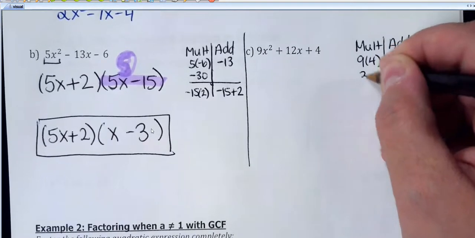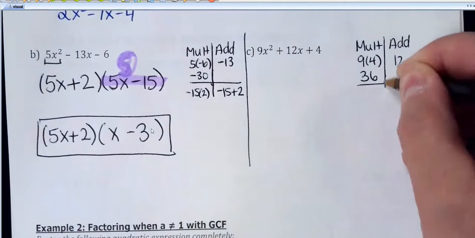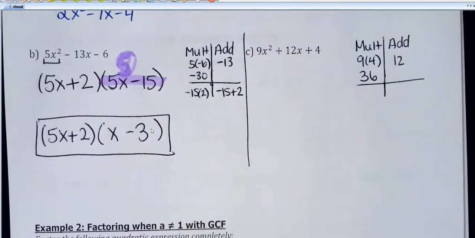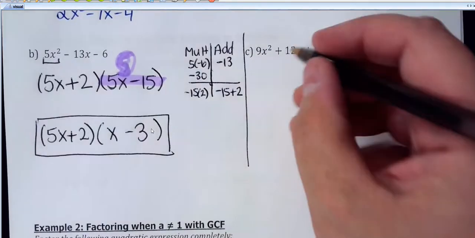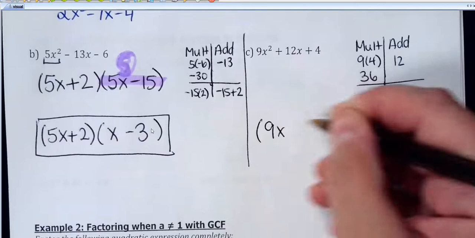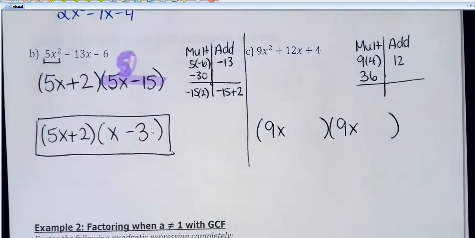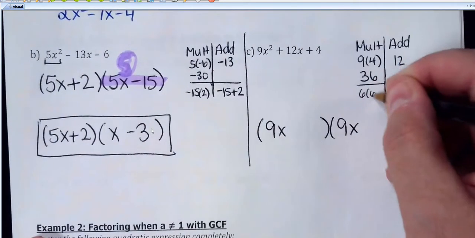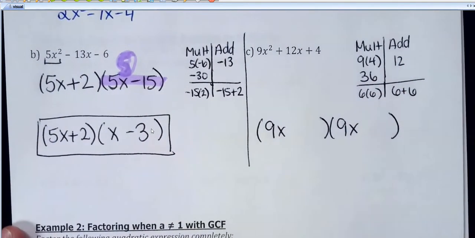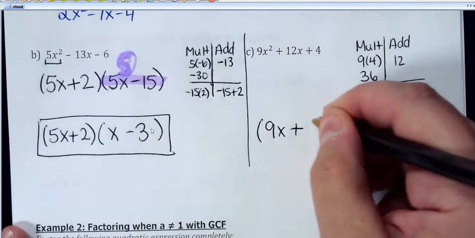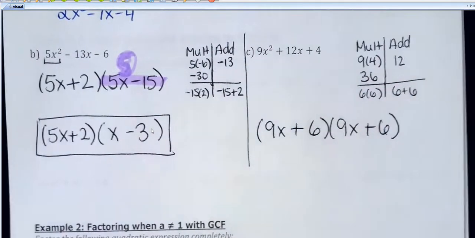So if I actually multiply 9 and 4, what I need are two numbers that multiply to give me 36. The same two numbers add to give me 12. So I'm going to start out each of my factors. The first term there's 9x squared. So I'm just going to start each of the factors with 9x, drop the squared. What two numbers will multiply, give you 36, add, give you 12? Yes, okay. 6 times 6 is 36. 6 plus 6 is 12. So actually both of these factors are going to be identical.